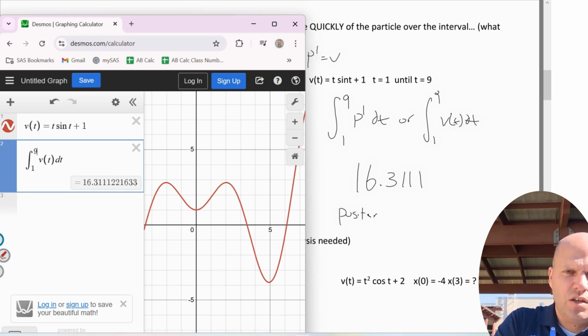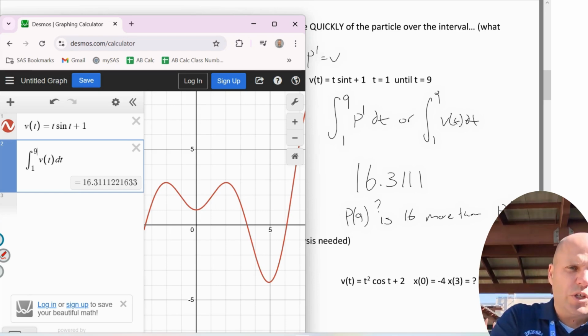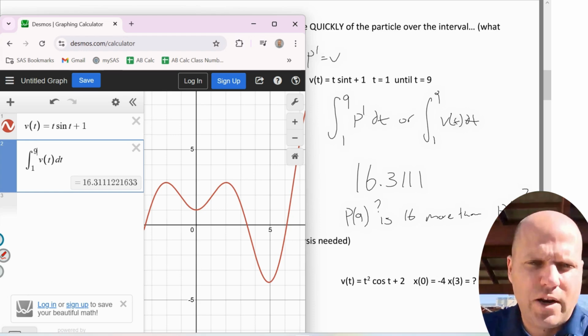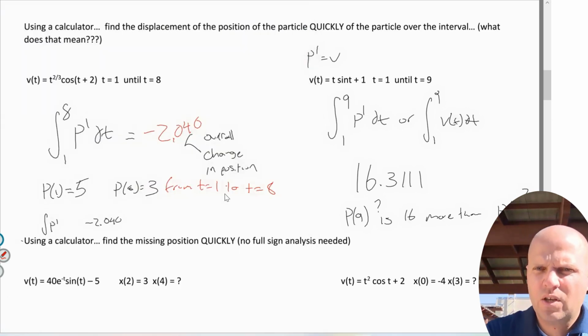Your position at the 9th second, so P of 9, is 16 more than P of 1. What is P of 9? I don't know. What is P of 1? I don't know. But I know that P of 9 is 16 more than P of 1, or I ended up 16 to the right of where I started. So that's a good idea here.